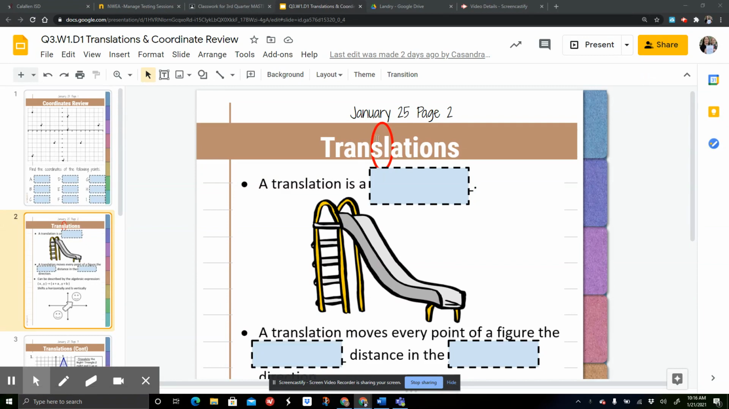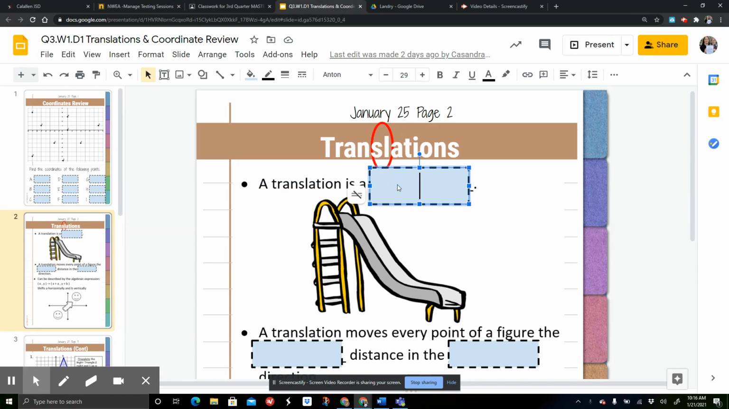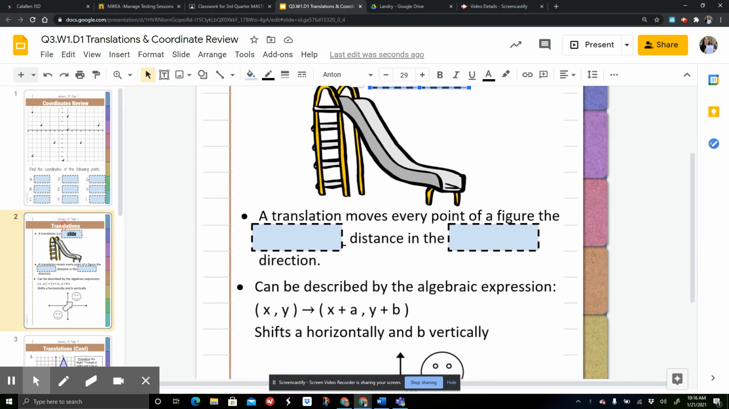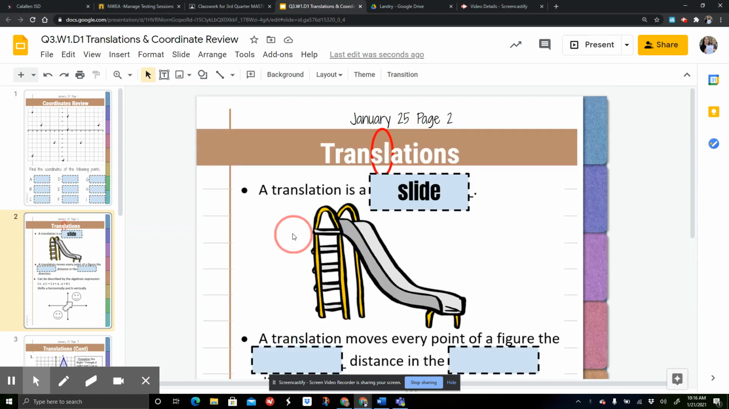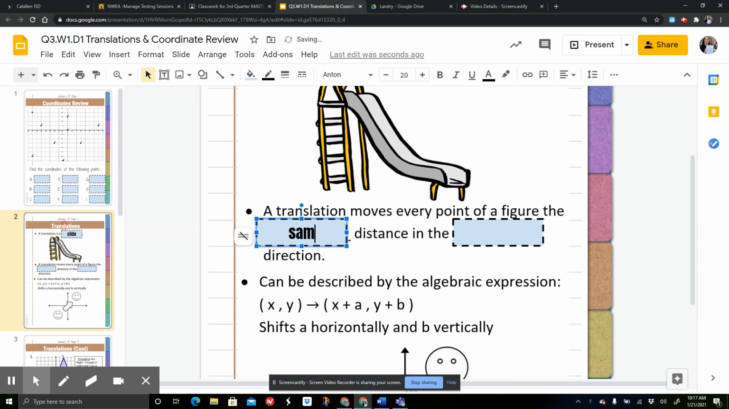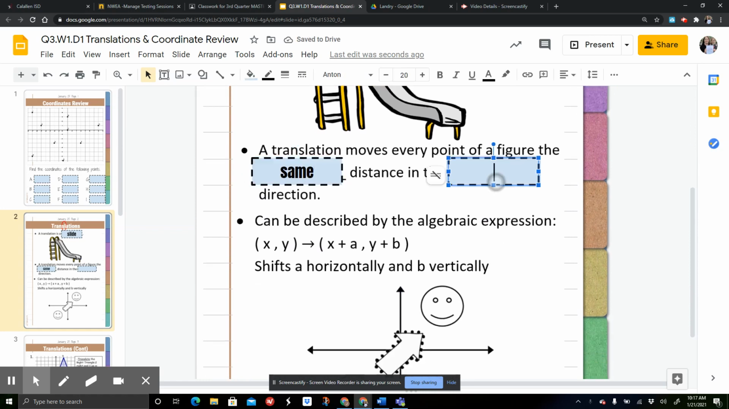Translations. A translation is a slide, and if you notice, there's a red circle around the S and the L. That's to help you remember SL is slide. A translation is a slide. A translation moves every point of a figure the same distance in the same direction.